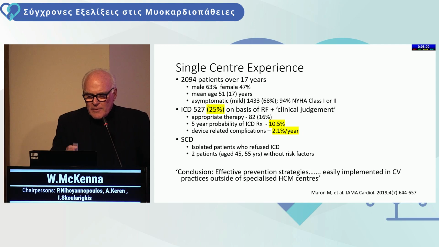Here's what a very comprehensive center, 2,000 patients, Marty Maron, has done: basically they have put an ICD into anybody with a risk factor, and probably a few that didn't have any risk factors but were concerned. You'll see it was a 25% implant rate, very high. It's a roughly 2% appropriate discharge rate and a roughly 2% significant unwanted effect from the therapy.